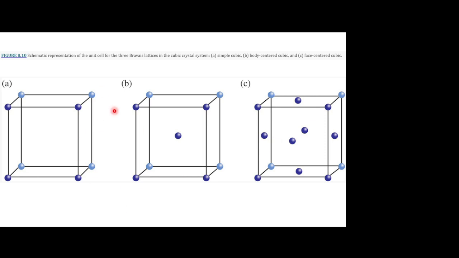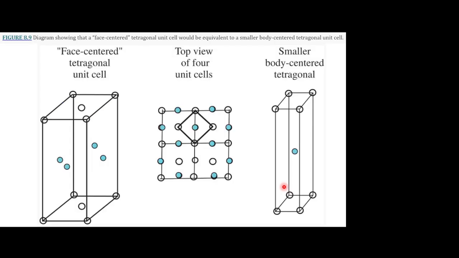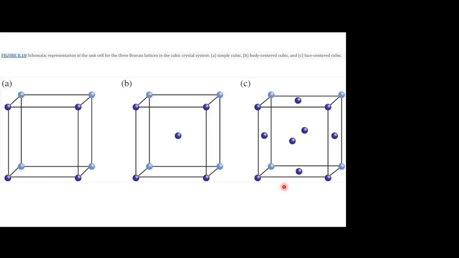All right. So again, we have here the three Bravais lattices in our cubic crystal system. This would be the simple right there. This one right here would be your body-centered, and this one right here would be your face-centered. Okay. Everybody okay with that so far? Yeah. Is this starting to look more similar at all?